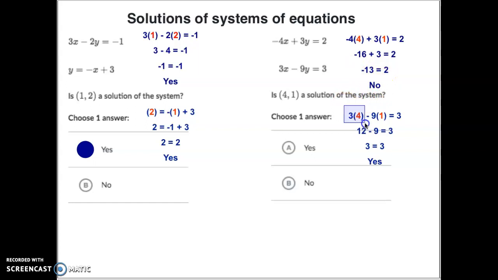The second one, when I plug the 4 in, it equaled 12. When I plug the 1 in, it equaled negative 9. 12 minus 9 is 3. You'll notice this one did work. So it works for one of them, and it didn't work for the other one. The only one that really matters here is that one of them did not work, and that's all it takes to make this a no answer. If one of them is no, it's a no. If both of them are yes, then it's a yes. Hopefully you won't have any issues with this one.